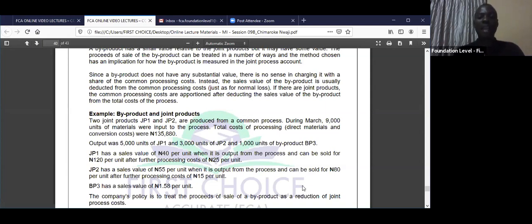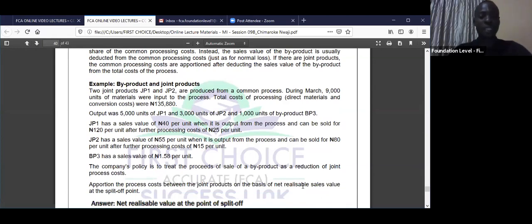So look at the example of byproduct and joint products. This is the same example we gave, but we are now going to add one thing. The new thing was 9,000 units of materials were produced. Fine. Now output was 5,000 units of JP1, 3,000 of JP2, and 1,000 units of BP3, byproduct 3. Now, JP1 has a sales value of 40 as before. The other one can be sold for 120 after a processing cost of 25 as before. JP has the same things as before, but now the thing of interest is the BP has a sales value of a substantially small amount. See why it is called the byproduct.